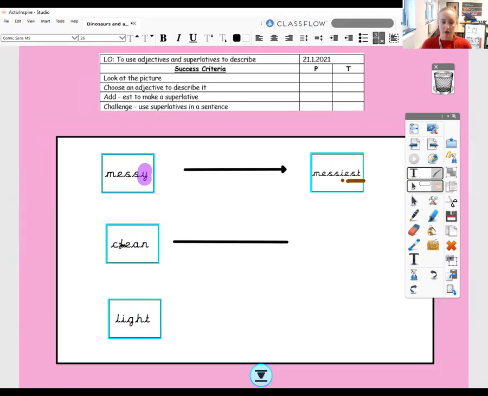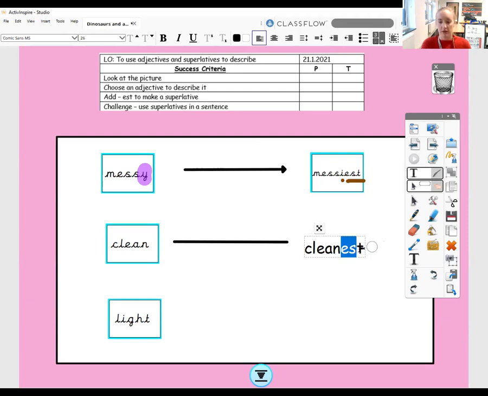Okay, so let's have a little look then at changing my next root word. So here I've got clean, and I'm going to add est to make a superlative. So I'm going to write clean, and then at the end of clean, to make it a superlative, I add the letters est.